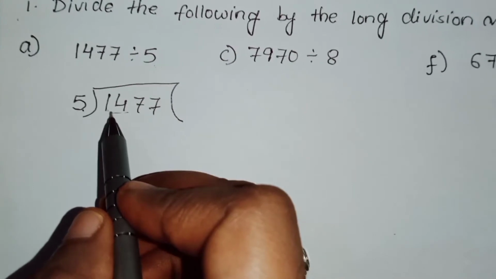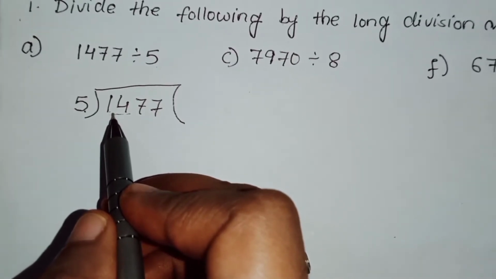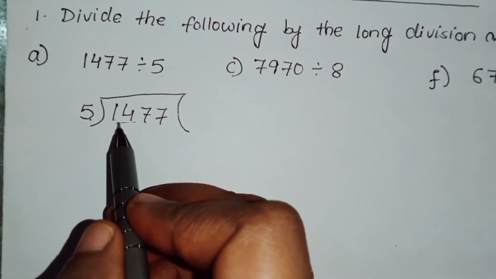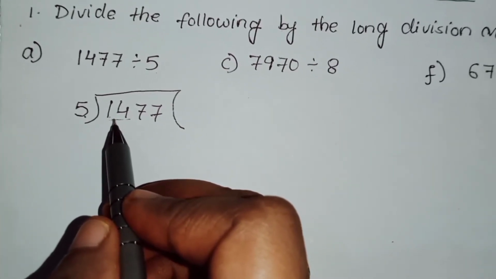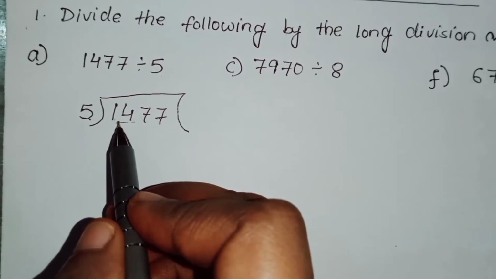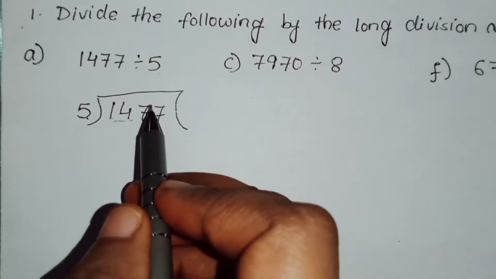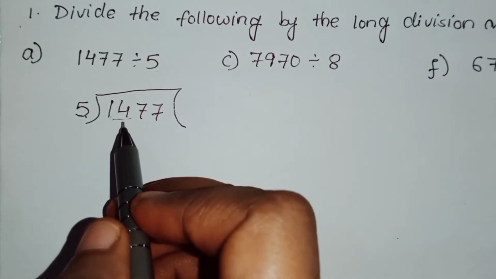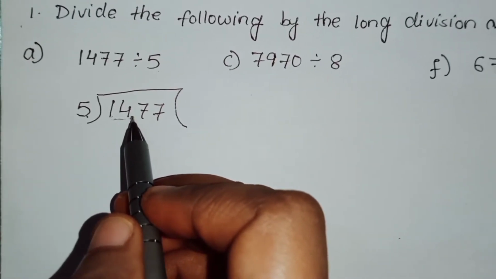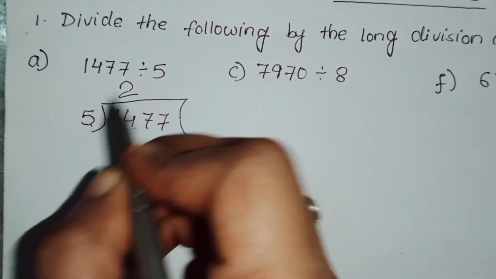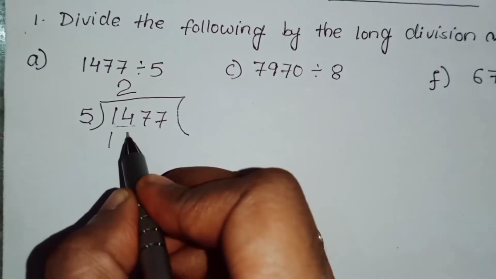So let's read the 5 table. 5 1 ja 5, 5 2 ja 10, 5 3 ja 15. So 15 is there, 10 is there. We have to write the number which is less than 14, not more than 14. So what is less than 14? 10. 5 2 ja 10. So we'll write 2 here.